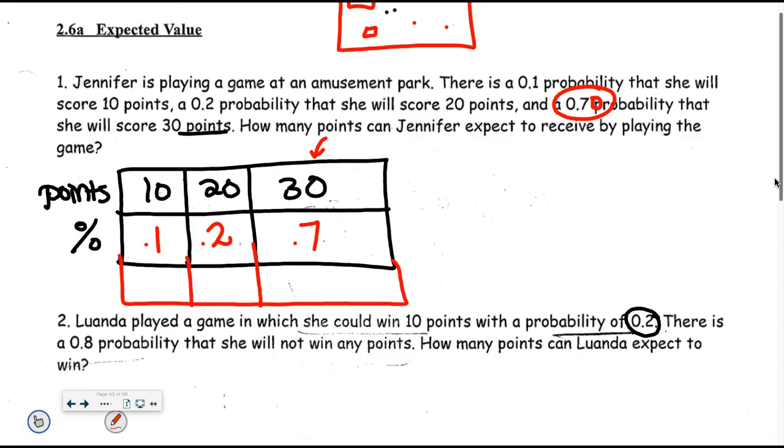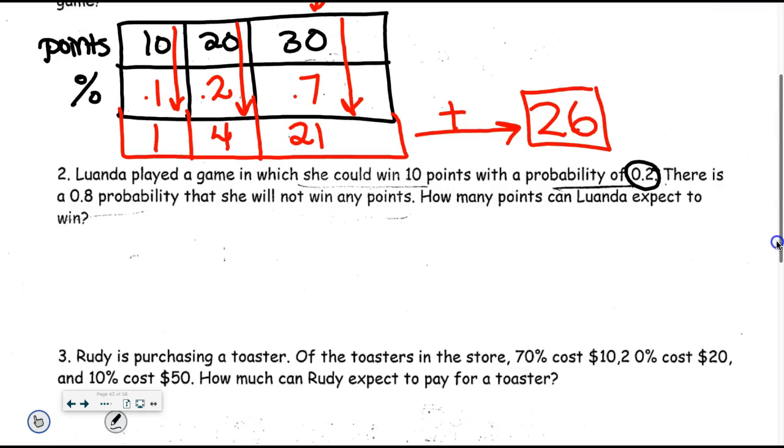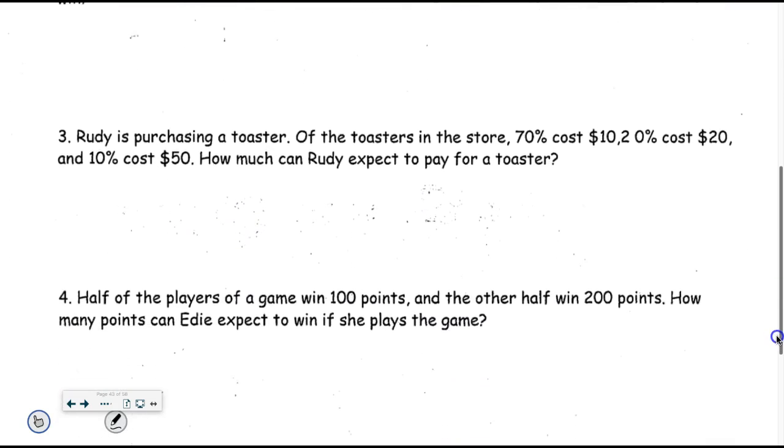And what we do is we multiply down. So we do 0.1 times 10 on our calculators. We do 0.2 times 20 on our calculators. And we do 0.7 times 30 on our calculator. And then we add across the bottom. And we have a 26. 26 is our expected points on average when the game gets played over and over again.